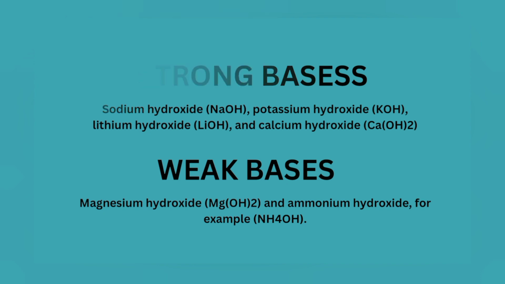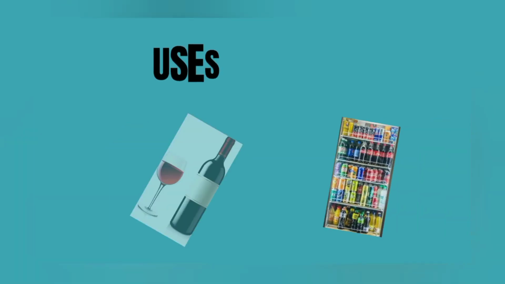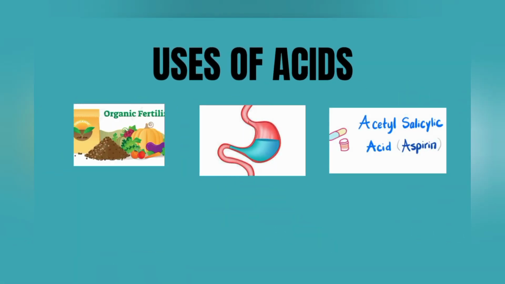Now, let us look at some common applications of acids, bases, and salts. Acids have been found to be very useful in our daily activities. Vinegar, which is acetic acid, has been found to be very useful, as well as tartaric acid, which is used in packaging of soft drinks and wines. They have been found quite useful in the manufacturing of drugs and fertilizers. The hydrochloric acid in our stomachs aids digestion.